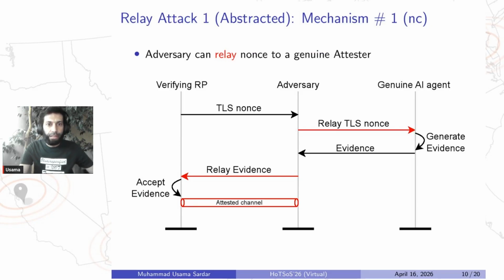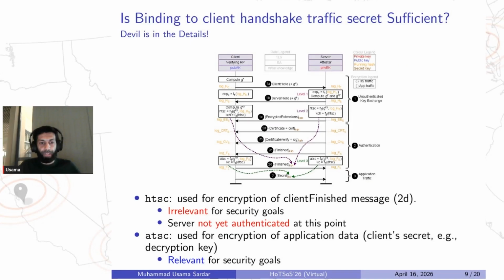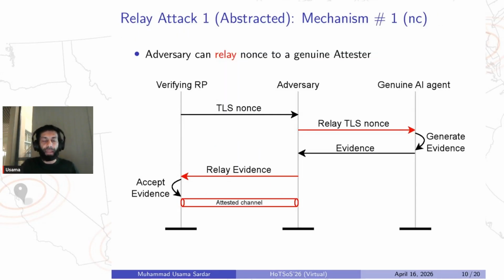I have this relay attack, which shows that the adversary relays the evidence over to the server, to the genuine AI agent, and gets the evidence and sends it back. This is the point I was making, HDSC versus ATSC. On this slide, I'm showing that the attack is that the adversary can relay this evidence over, the genuine AI agent can generate that evidence and send it back, and then the adversary can relay it as its own evidence.